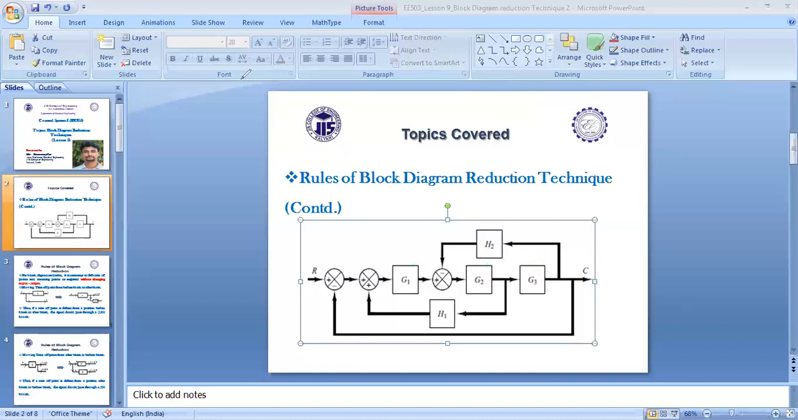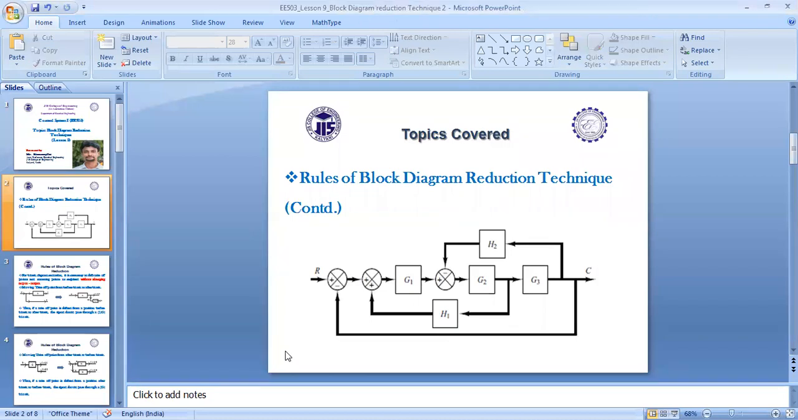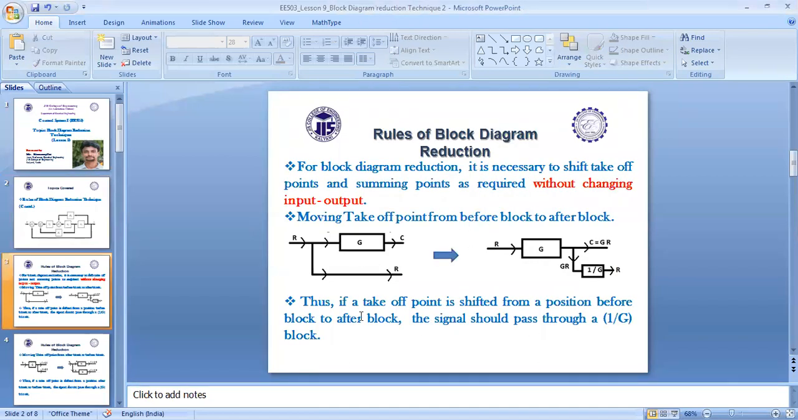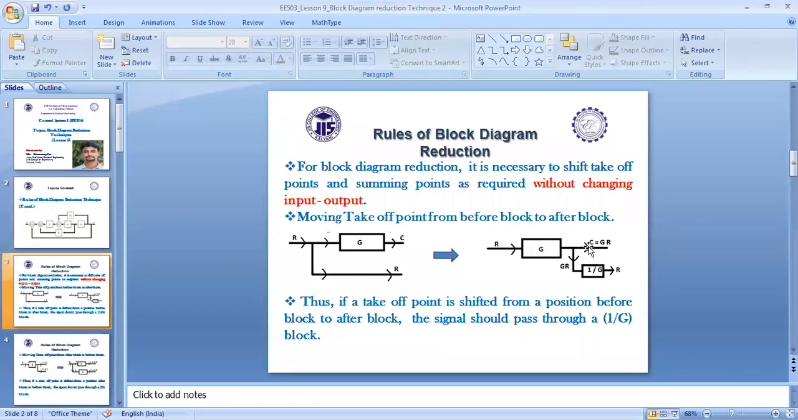So let us move to the next slide. In these slides, and later slides, we'll be discussing how to move a takeoff point from before a block to after a block and vice versa, so that we can apply that rule to simplify any complex block diagram like this one. So let us start with shifting takeoff points and summing points as required.